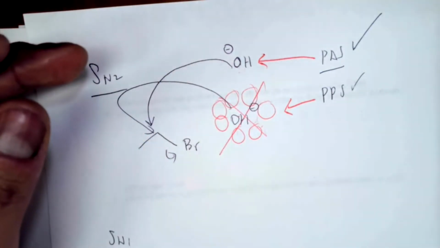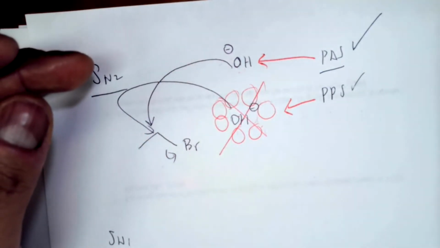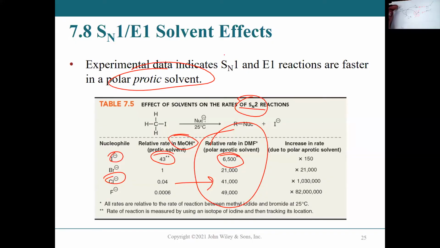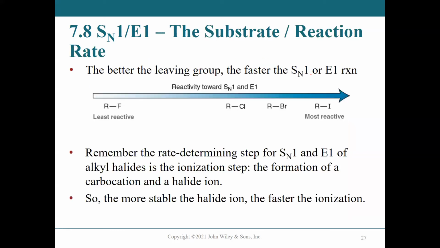This is only to maximize or make the reaction faster. I mean, once again, it's not going to decide if a reaction follows SN2 or SN1. Okay, so let's continue. That was about the solvent effect. Substrate, the reaction. What is a better leaving group?